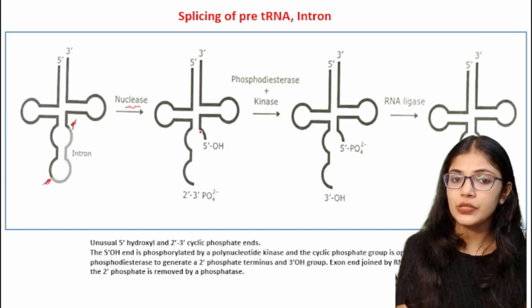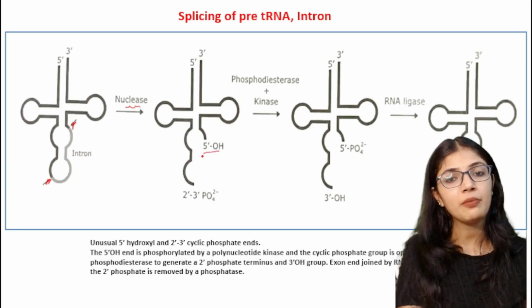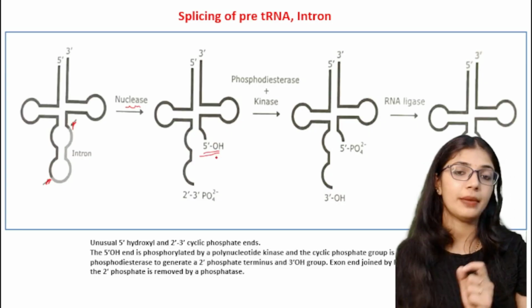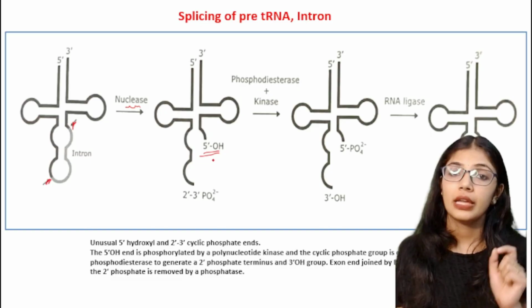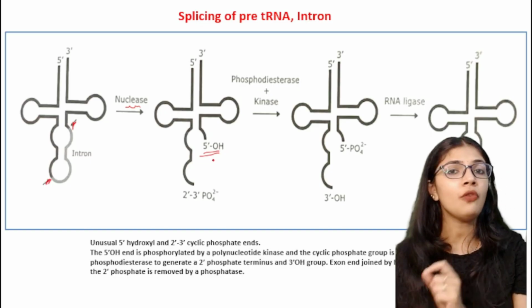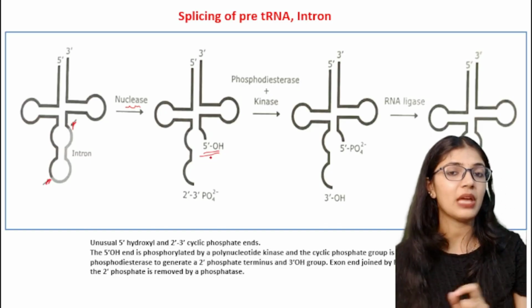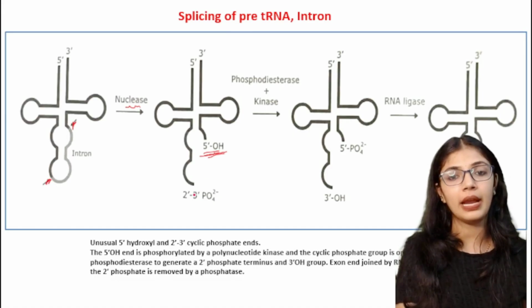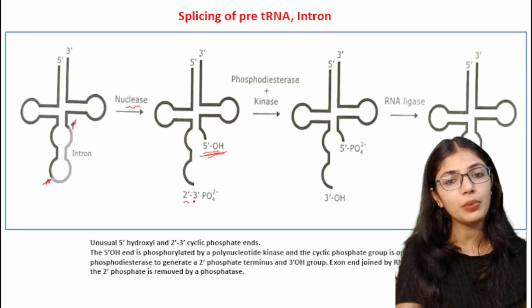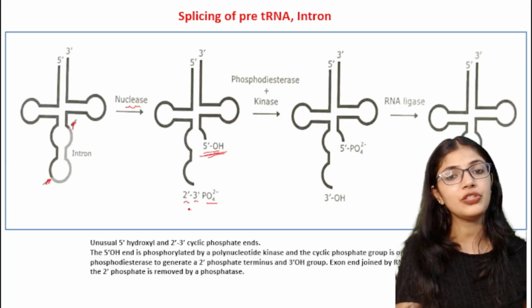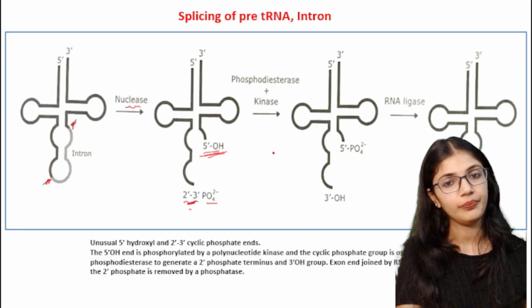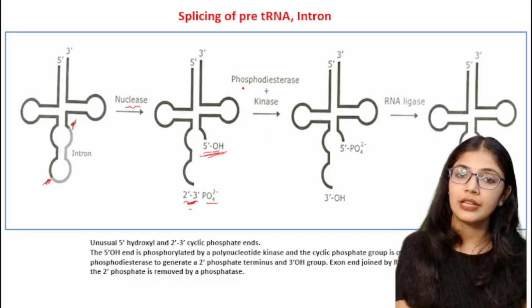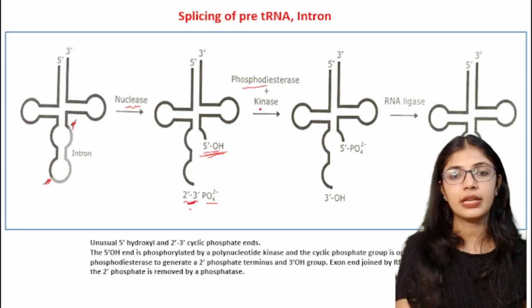When the nuclease works, it generates a 5' OH group. It is an unusual 5' OH group, because normally in the 3' end there is formation of an OH group and in the 5' end there is formation of phosphate, but here there is formation of a 5' OH group, and in the 3' end there is formation of a 2' and 3' phosphate group in the form of a cyclic structure.